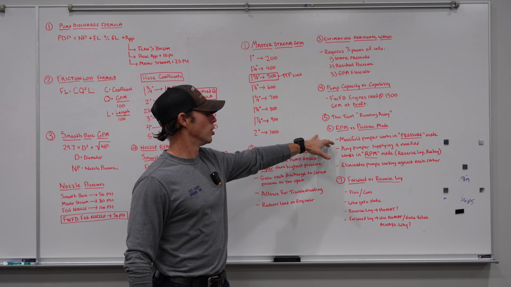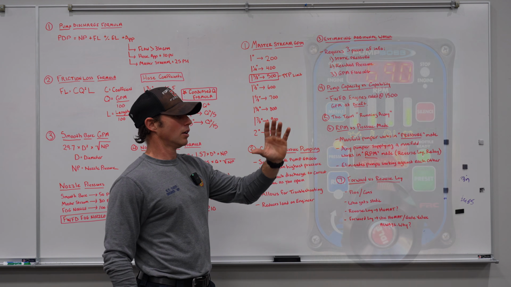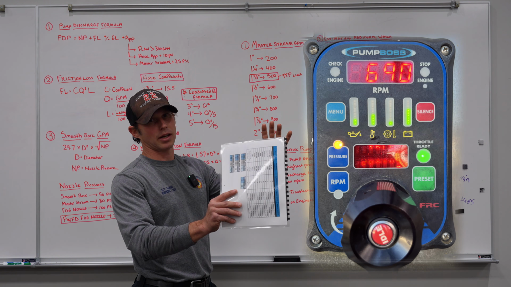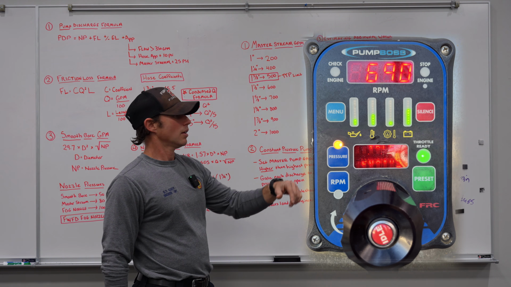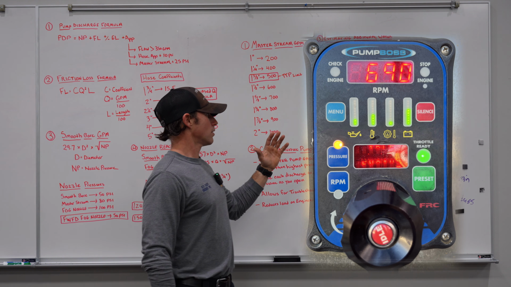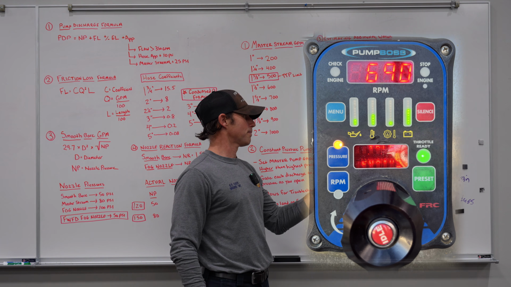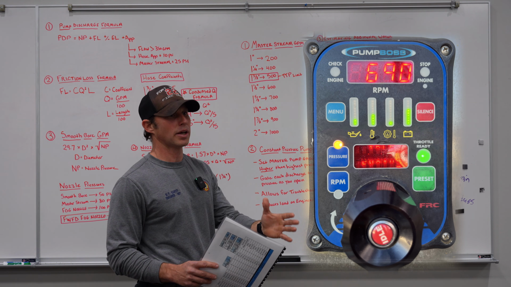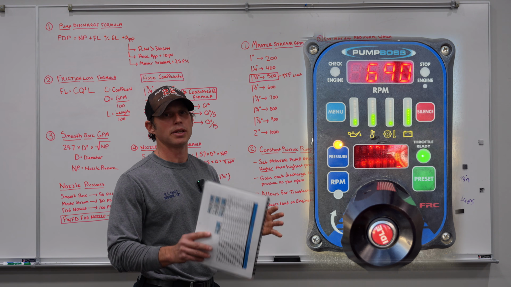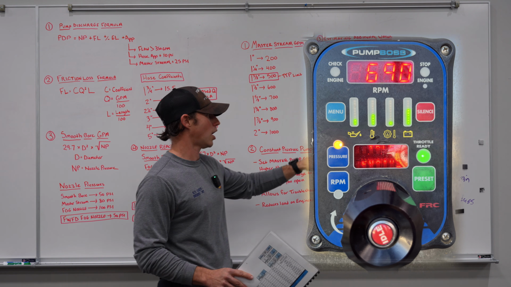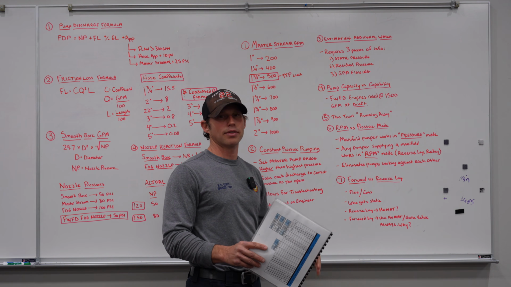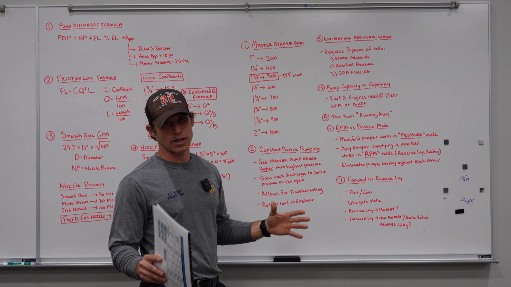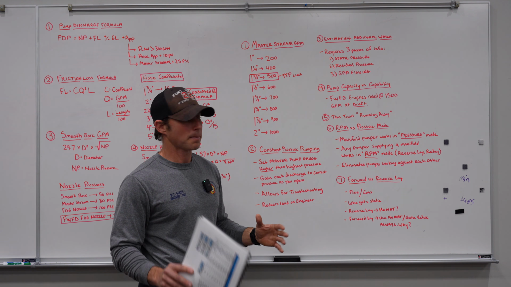RPM versus pressure mode. If you look on your pump boss panel, there's a mode button. Most of the time, you're going to be operating in pressure mode. Anytime you pull up and you're pulling lines off your truck and you're going to be the manifold pumper, you want to be operating in pressure mode. That's what the engine is preset to, so you don't need to do anything.